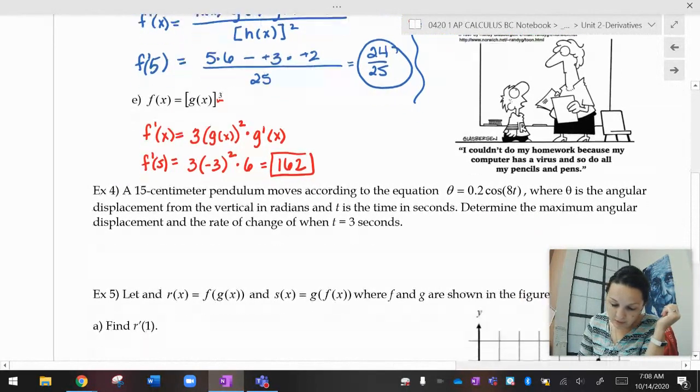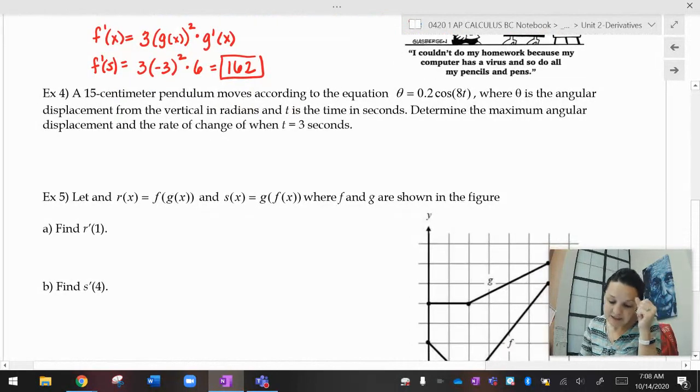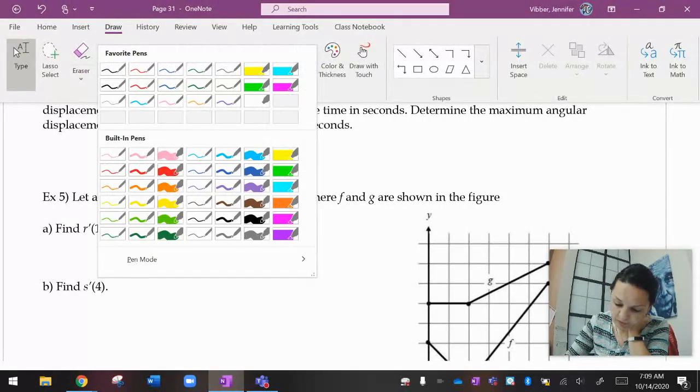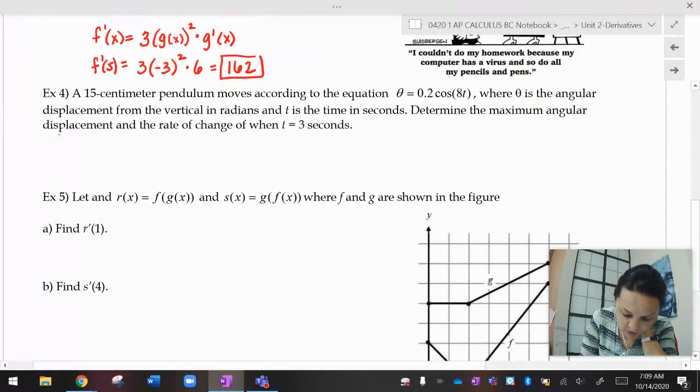Okay, now let's come down here to number 4. A 15-centimeter pendulum moves according to the equation theta equals 0.2 cosine 8t, where theta is the angular displacement from the vertical in radians, and t is the time in seconds. Determine the maximum angular displacement and the rate of change. Whoa, context. That's okay, we can deal with context. So I have a pendulum.